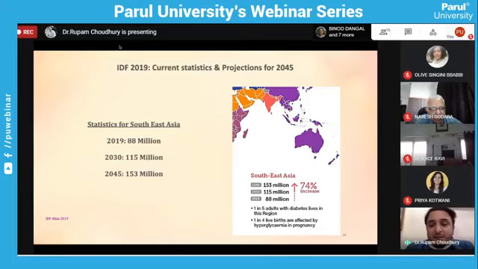One in 5 adults with diabetes lives in this region, Southeast Asia. One in 4 live births is affected by hyperglycemia in pregnancy. So gestational diabetes mellitus is very prevalent nowadays. That's why 1 out of 4 live births are already exposed to hyperglycemia in utero. This is the prevalence and the speculation of how much of the population will be affected with diabetes in the near future.